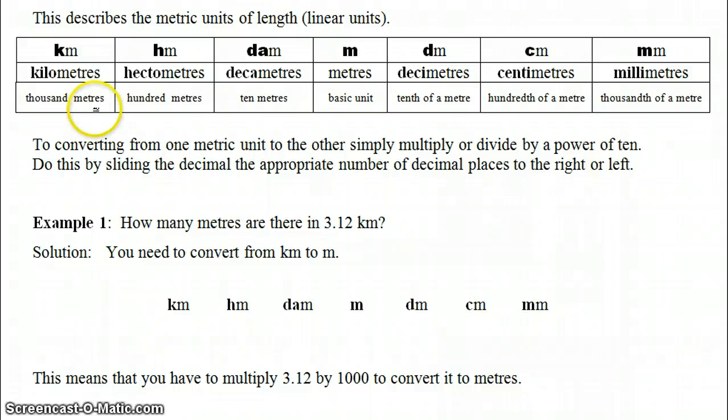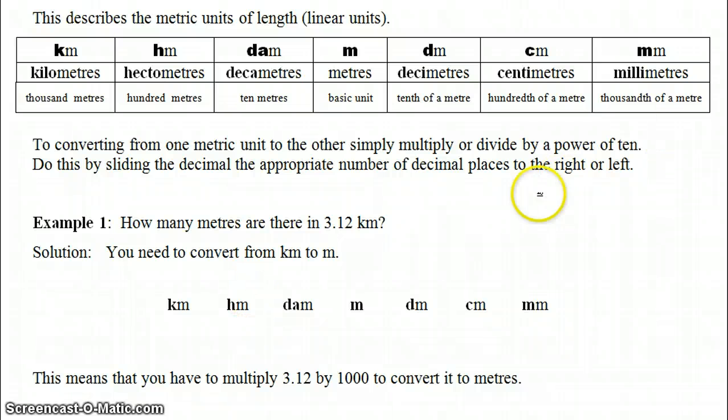Now, if you take a look at the way that things are here, kilo stands for 1,000, hecto is 100, deca is 10. The basic units could be meters, liters, or grams in this spot. Deci is a tenth of a meter, and hundredths and thousandths for centi and milli. Now, by using this chart, it allows us to make the conversions without having to do any heavy-duty calculations.